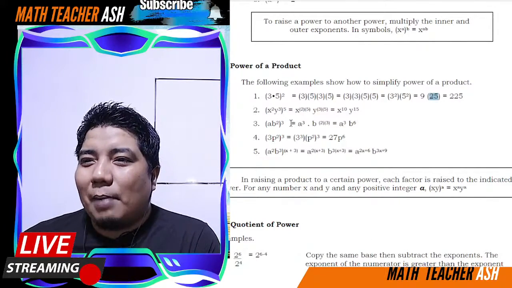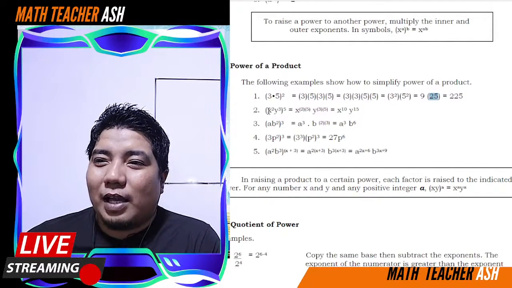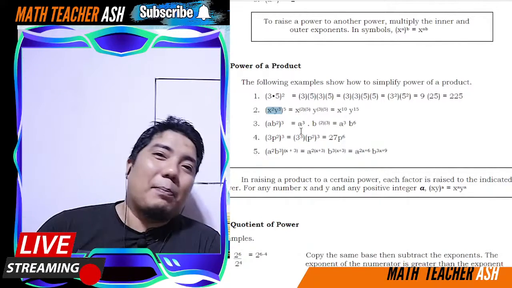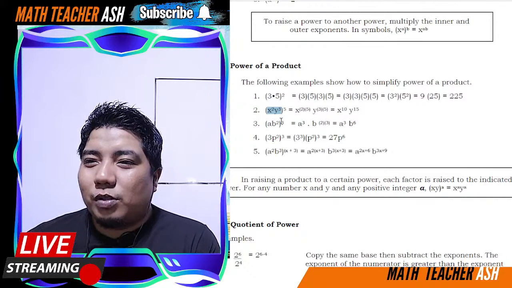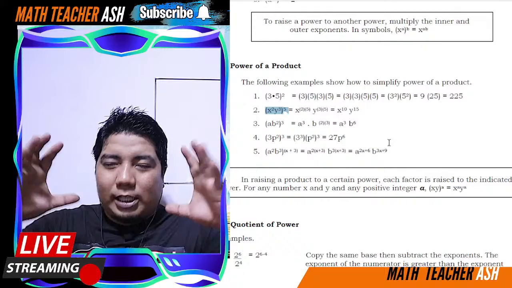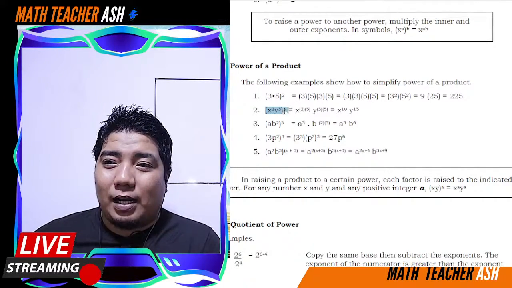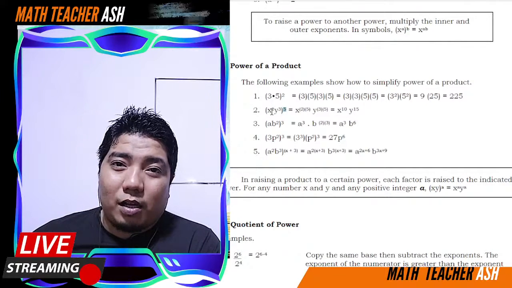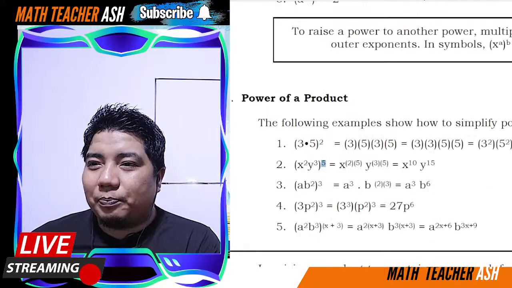Okay, example number 2 tayo. We have x squared y cubed to the power of 5. Now, as you can see, x and y, you cannot simplify this. But why? Because hindi sila pareho ng base. Hindi natin ma-apply yung product of a power dito. So, therefore, if you wanted to simplify this whole expression, what you can do is you just apply the power of a product. So how do we do this? You just distribute the 5 to the two different exponents. So 2 times 5 and 3 times 5. Okay?